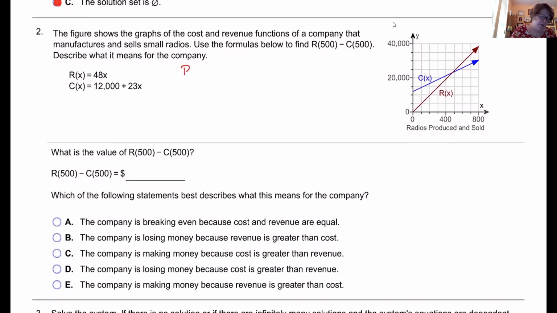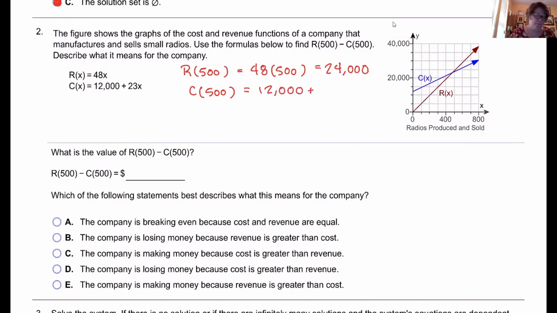So let's first evaluate the revenue function. I'm going to evaluate R at 500 by replacing x with 500. So I have 48 times 500, and I get 24,000. Next, we're going to evaluate the cost function, also at 500. And I get 23,500. So when I take the difference of those two, I get 500. All right, so let's type that in.